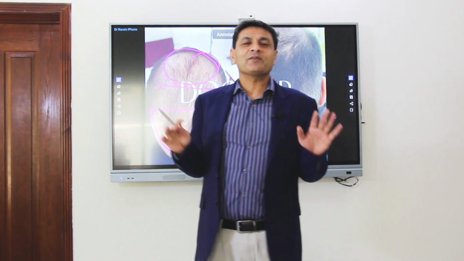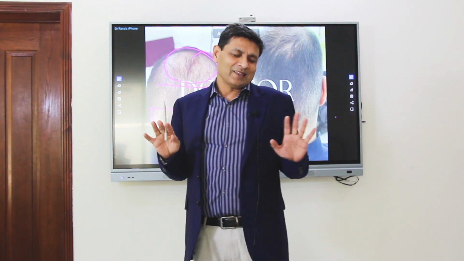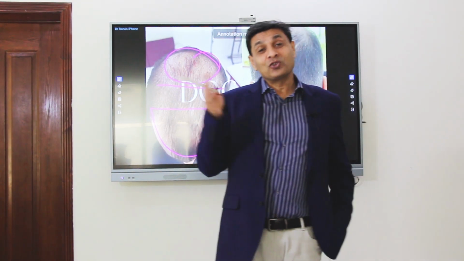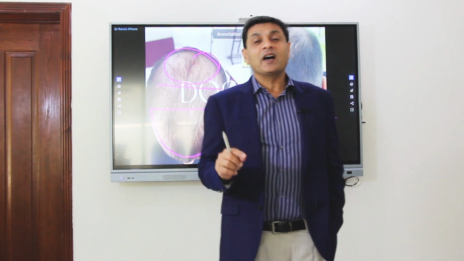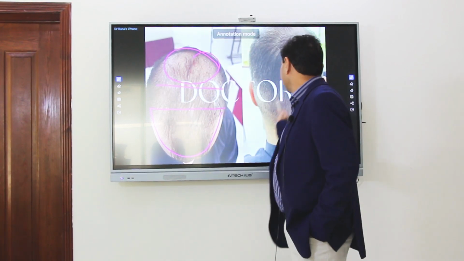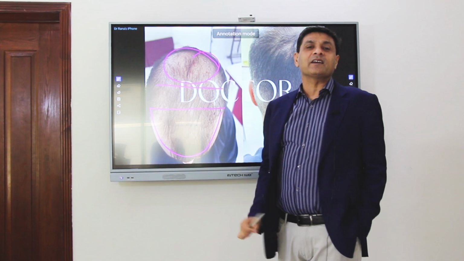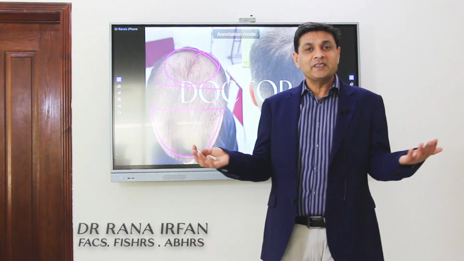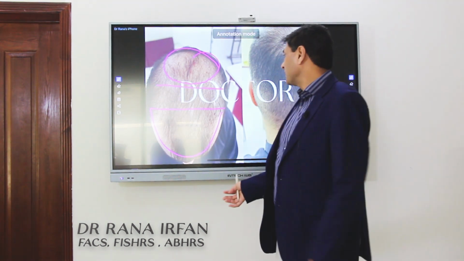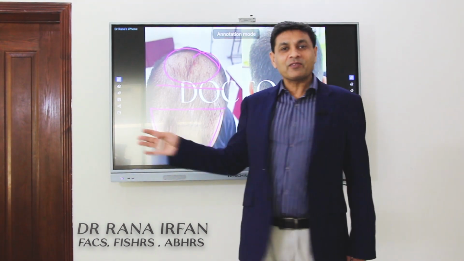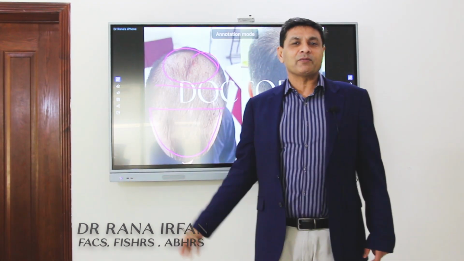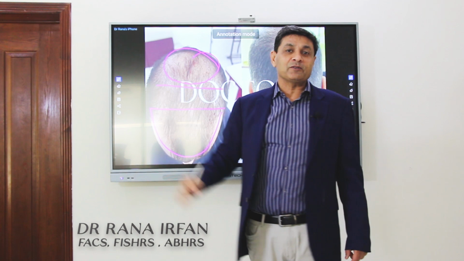How many grafts you need is a different question. The question should be how many grafts a doctor can safely take out of this donor area, this particular area. This should be the question. Then I will ask, how many grafts have you lost from this whole bald area, from the frontal scalp, mid scalp and crown area.